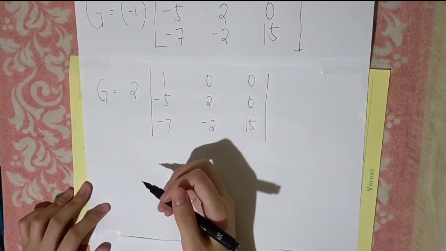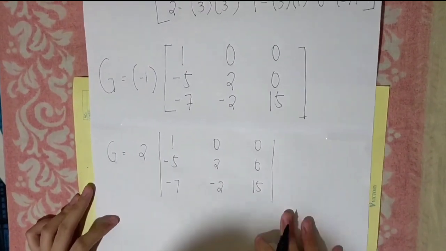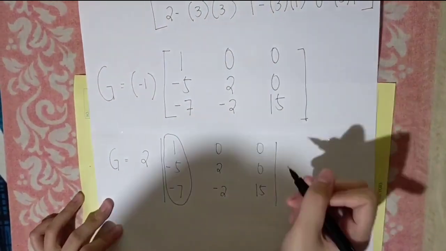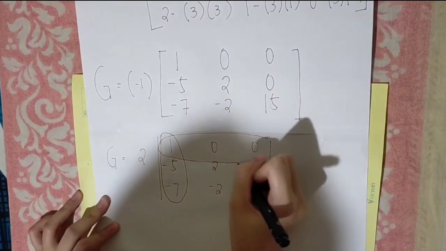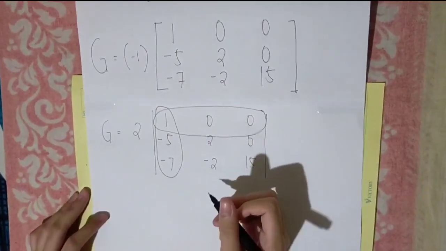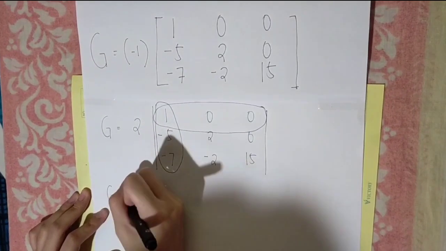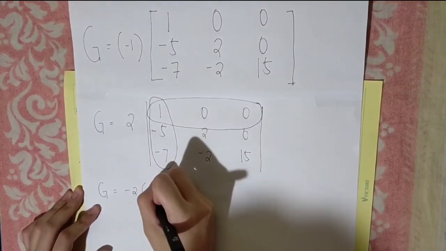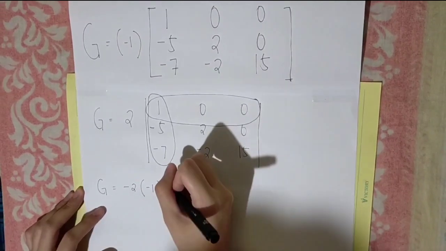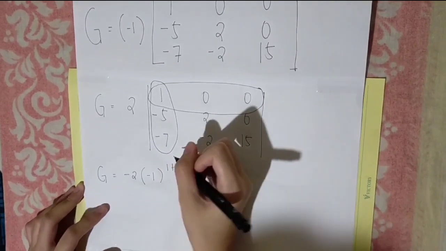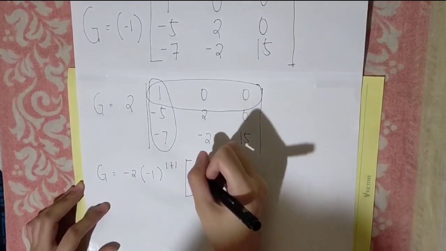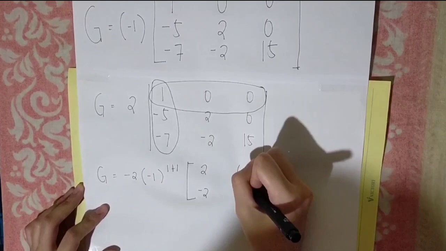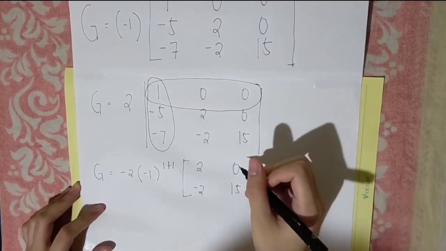We will also cross out. The solution will be G equals -2 times -1 raised to 1 plus 1. Then copy the remaining entries: 2, -2, 0, 15.